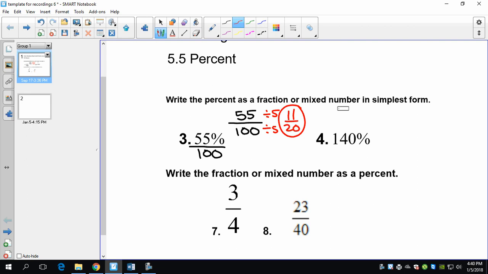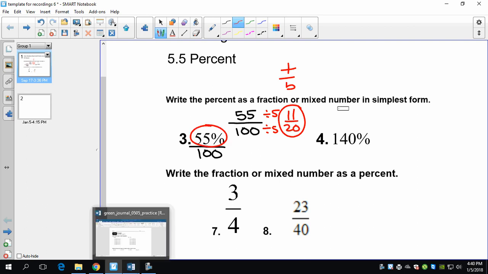Now, we'll talk about this down here for 7 and 8, but if you take your calculator and divide the top by the bottom, that's 11 divided by 20, you're going to end up with 0.55, and that's how you come up with your percent of 55%.